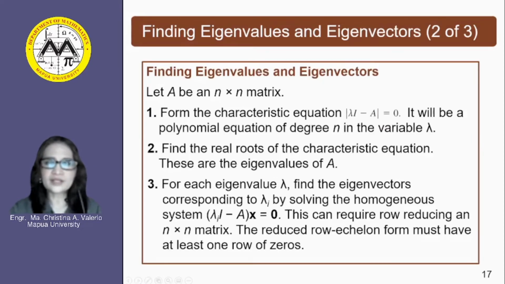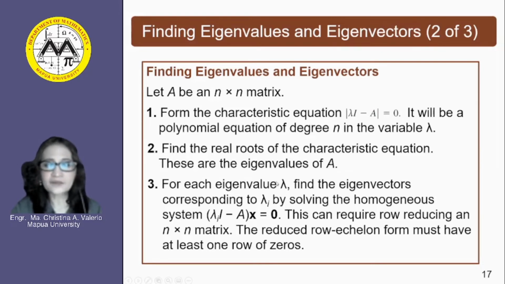Now, these are the steps in finding the eigenvalues and eigenvectors. Let A be an n by n matrix, that's a square matrix. First, form the characteristic equation, the determinant of lambda times I minus A equal to 0. It will be a polynomial equation of degree n in the variable lambda. Then, find the real roots of the characteristic equation. These are the eigenvalues of A.